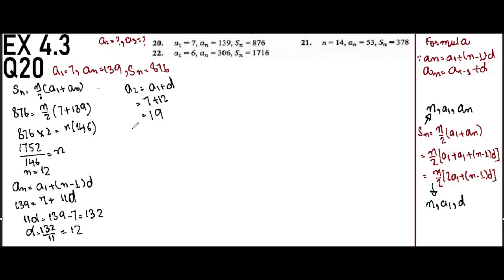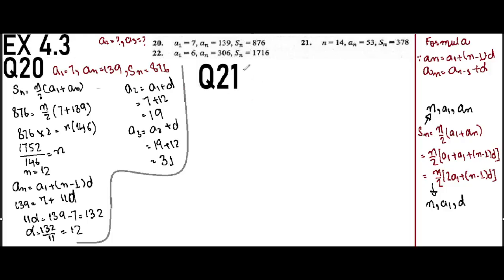Then we have a3 is equals to a2 plus d, which is equals to 19 plus 12. It is equals to 31. Right? So we are done with question number 20. Now we have to do question number 21.